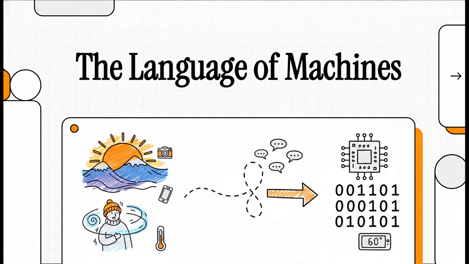Have you ever really thought about how our world, with all its color and complexity and sound, gets crammed inside a machine? How a photo of a sunset or even just a thermostat knowing it's cold is even possible? It all comes down to translation, taking our rich, messy world and converting it into the simple, black and white language of computers.